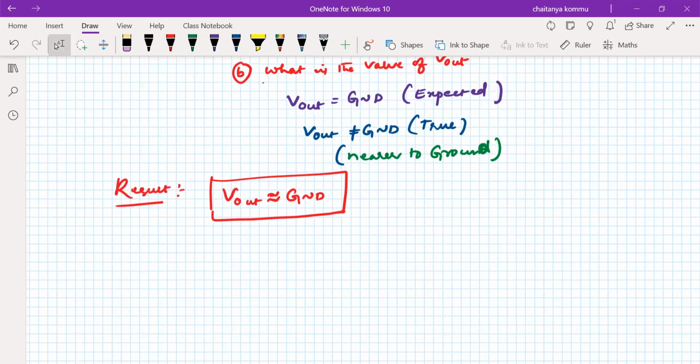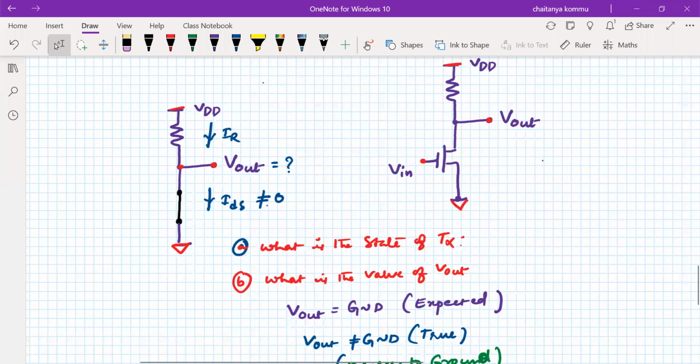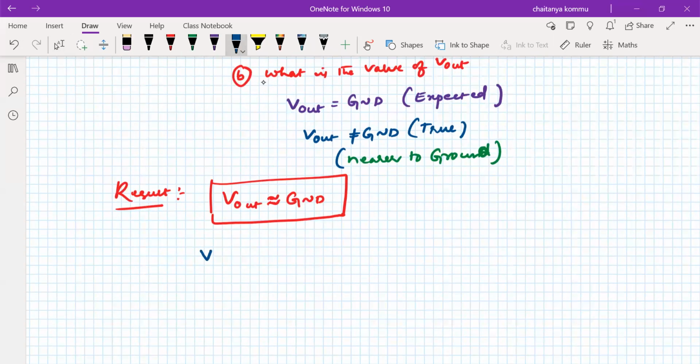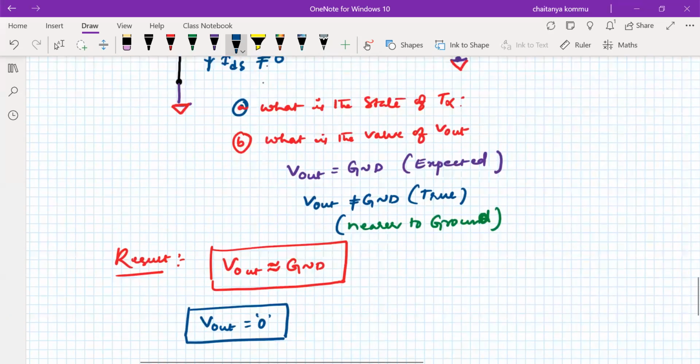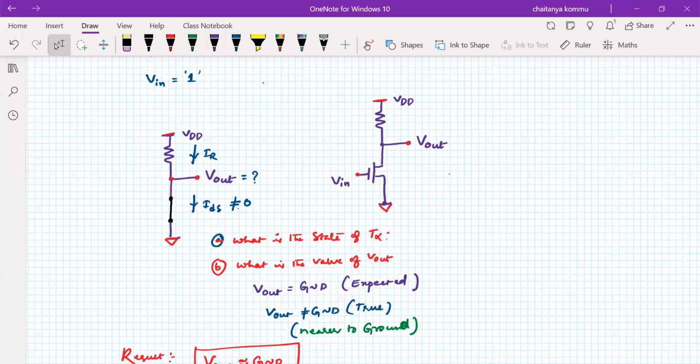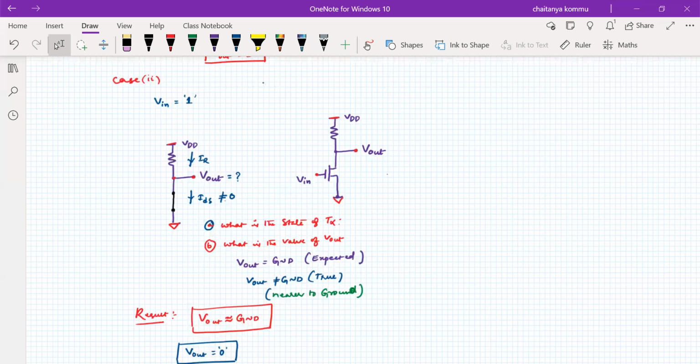Therefore, whenever I'm applying the logic high value here, Vout becomes logic zero. Ground means logic zero, right? So the inversion behavior is observed when we realize the circuit in this fashion.